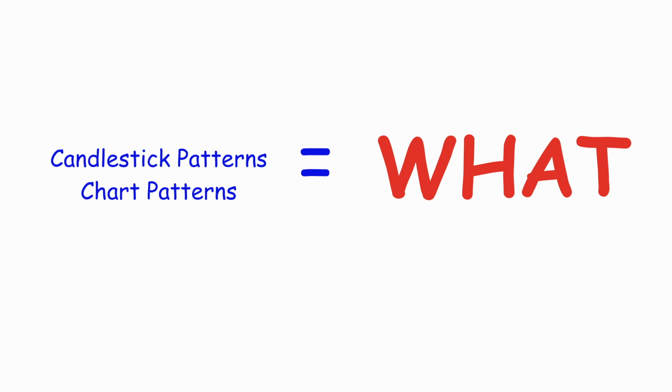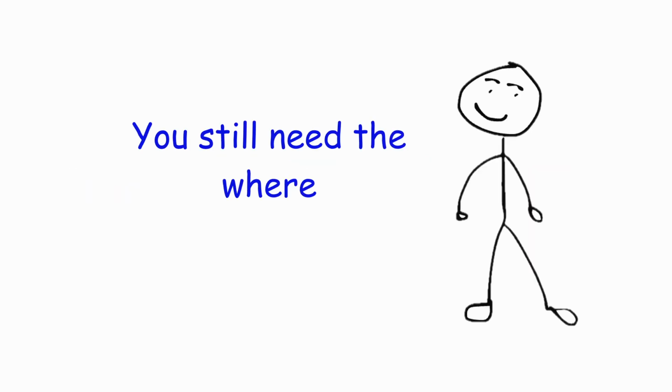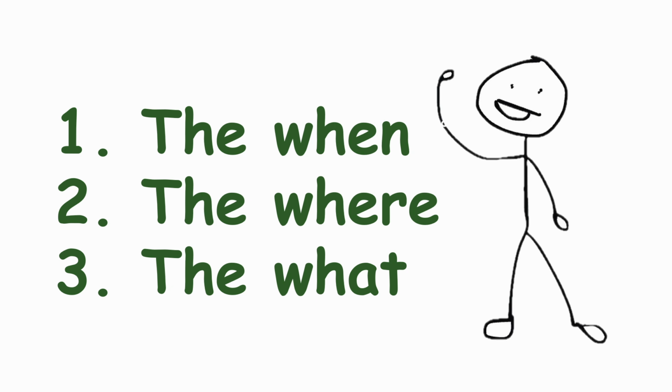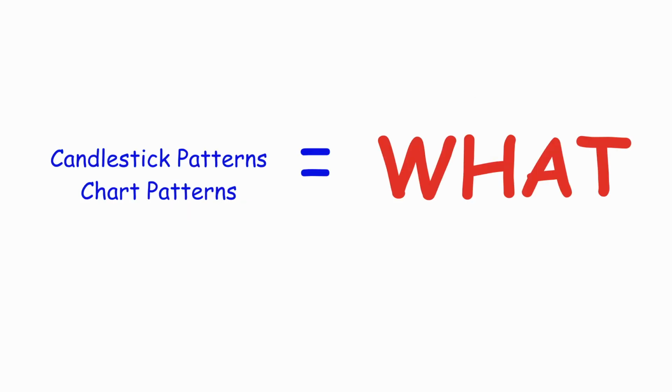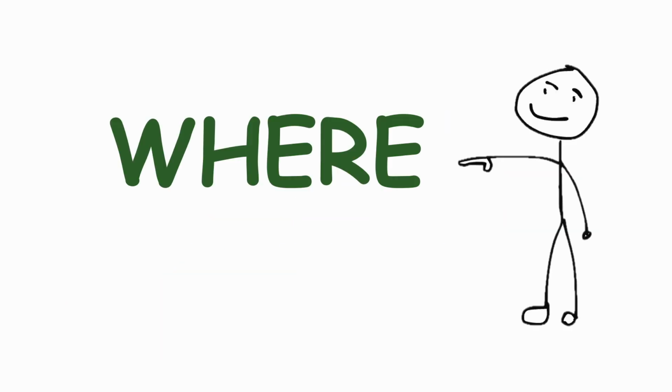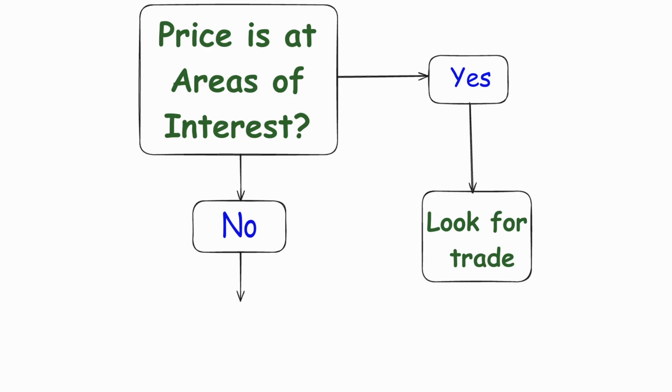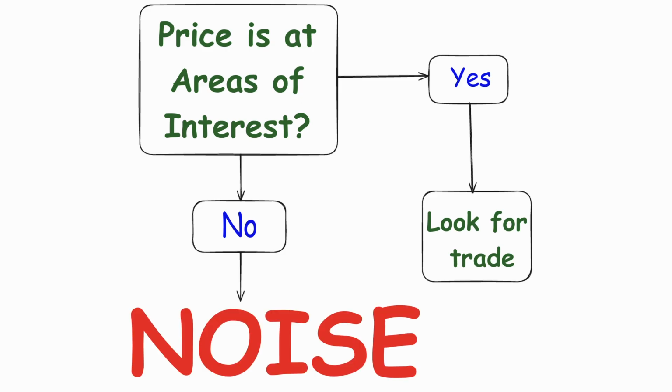The pin bar, you know what to look for, but you're still missing the where. There are three tenets before every trade: the when, the where, and the what. Candlestick patterns and chart patterns, you have the what, but don't know where and when. The where is the most important part. We call these wheres the areas of interest. These are the places where you want to look for trades. Everything else becomes noise to you.